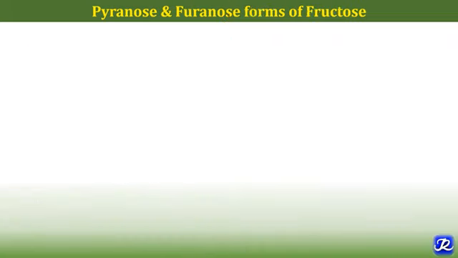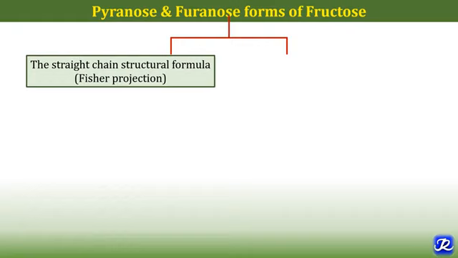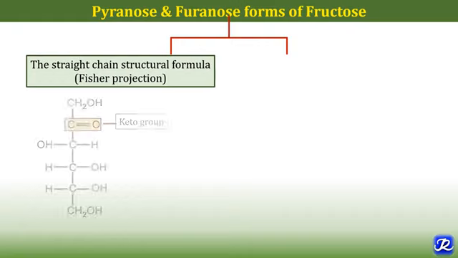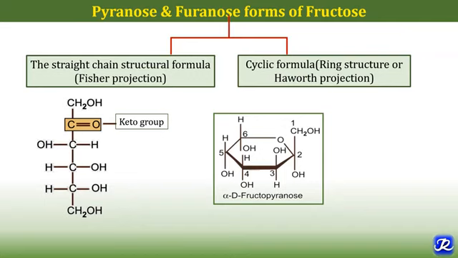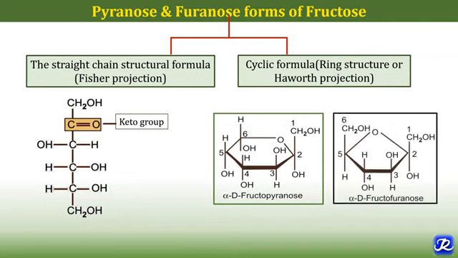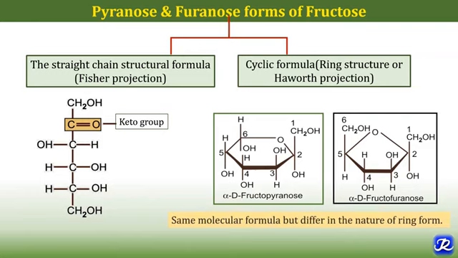The same is true for fructose. Fructose can also have a straight chain structural formula, Fischer's projection, and fructose has a keto group, and a cyclic formula, that is, a ring structure or Haworth projection. This is the fructopyranose form of fructose and this is the fructofuranose form of fructose. They both have the same molecular formula but differ in the nature of the ring form. The fructofuranose form of fructose is more stable.